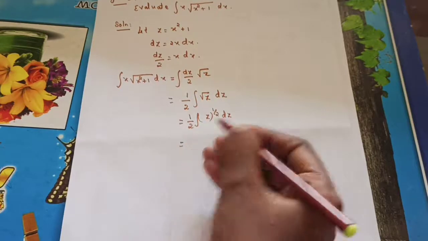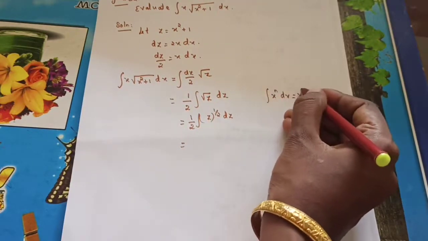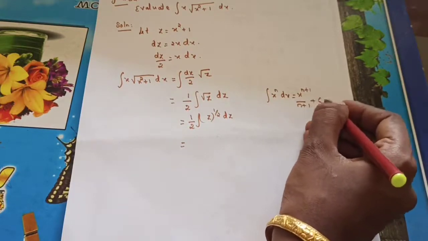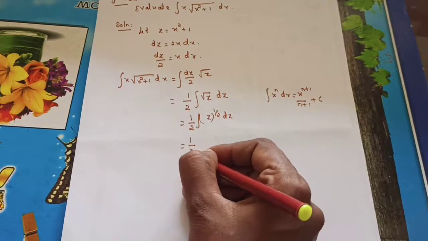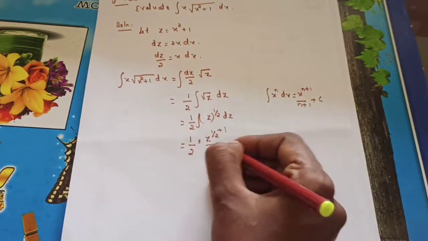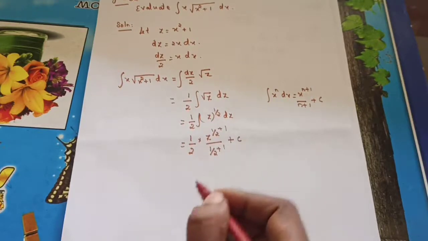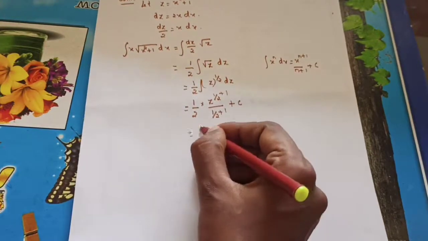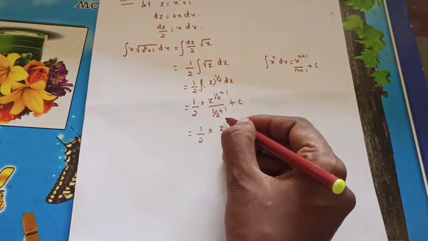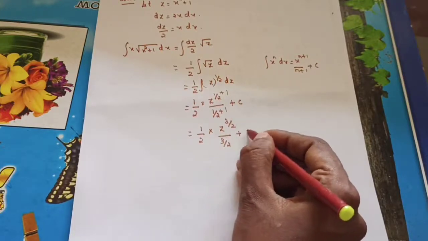So what's the normal formula for x power n dx? Integral x power n dx is equal to x power n plus 1 divided by n plus 1 plus c. Shall we apply? So 1 by 2 into z power 1 by 2 plus 1 divided by 1 by 2 plus 1 plus c. So what's the value? 1 by 2 into z power 3 by 2 divided by 3 by 2 plus c.